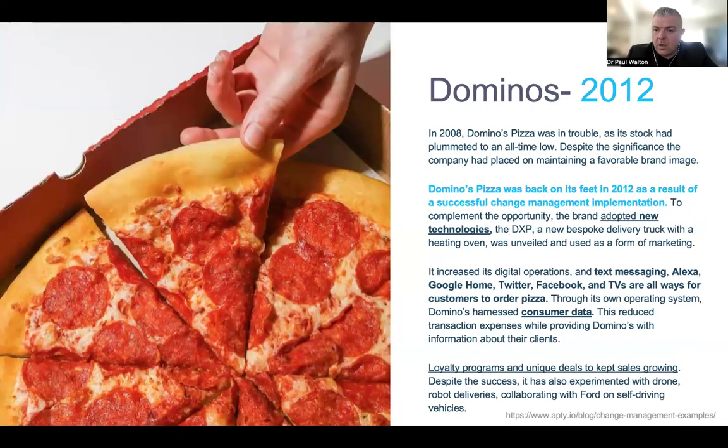Domino's, obviously, went through a bit of a tough time, and as you can see, its stock had plummeted to an all-time low. And basically, it focused on its own brand and then invested in new technologies, lots of new different ideas: text messaging, Alexa, Google Home, Twitter, Facebook, all different ways for everybody to order pizza, and then harness the consumer data.